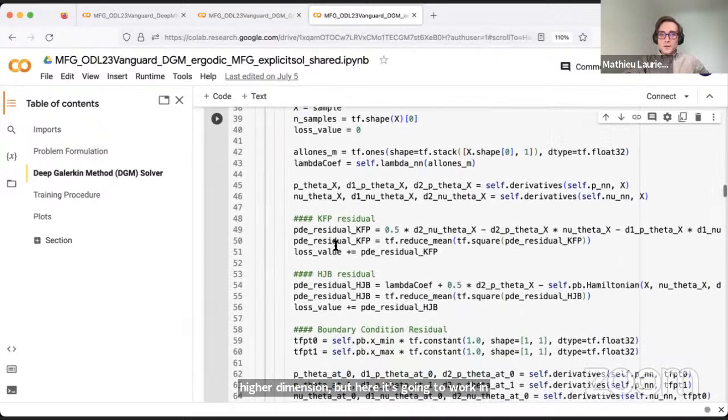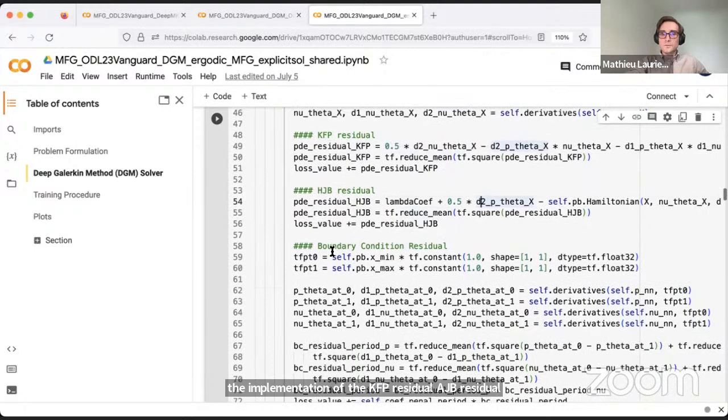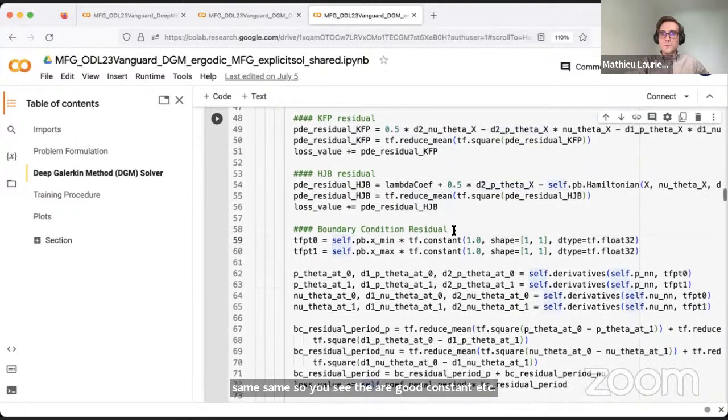Loss function, so KFP residual. Here, this is really the implementation of the KFP residual, HJB residual, same thing. So you see the ergodic constant, etc. And then the boundary conditions. Here we sample, well, actually, we don't need to sample because in dimension 1 you just have the point 0 and the point 1. But if you are in a hypercube in very high dimension, you are not going to take all the possible points. So you sample points on the boundary.